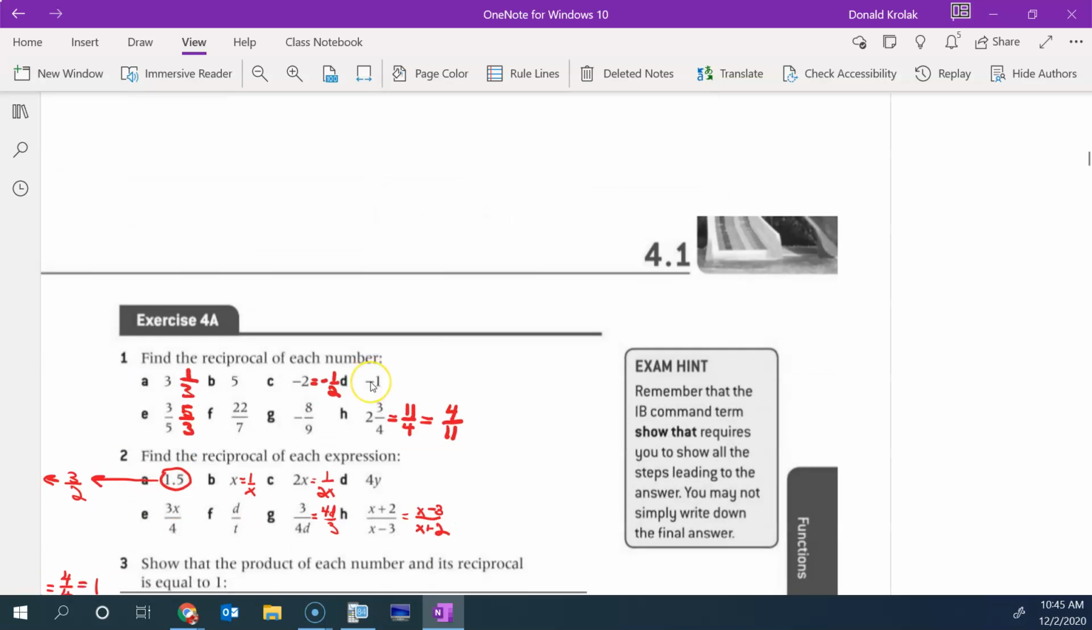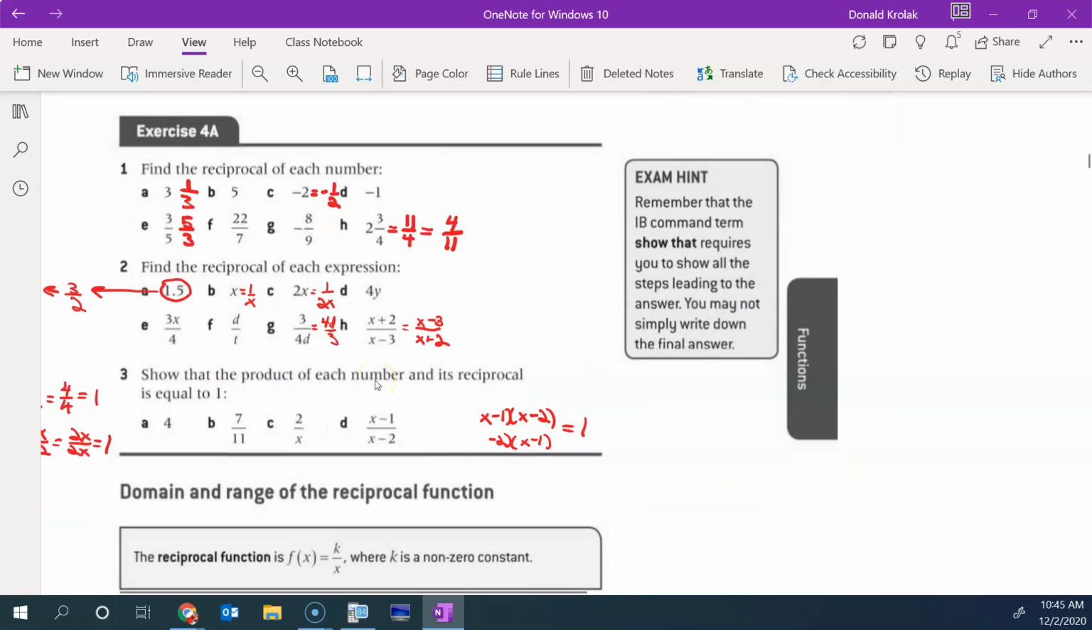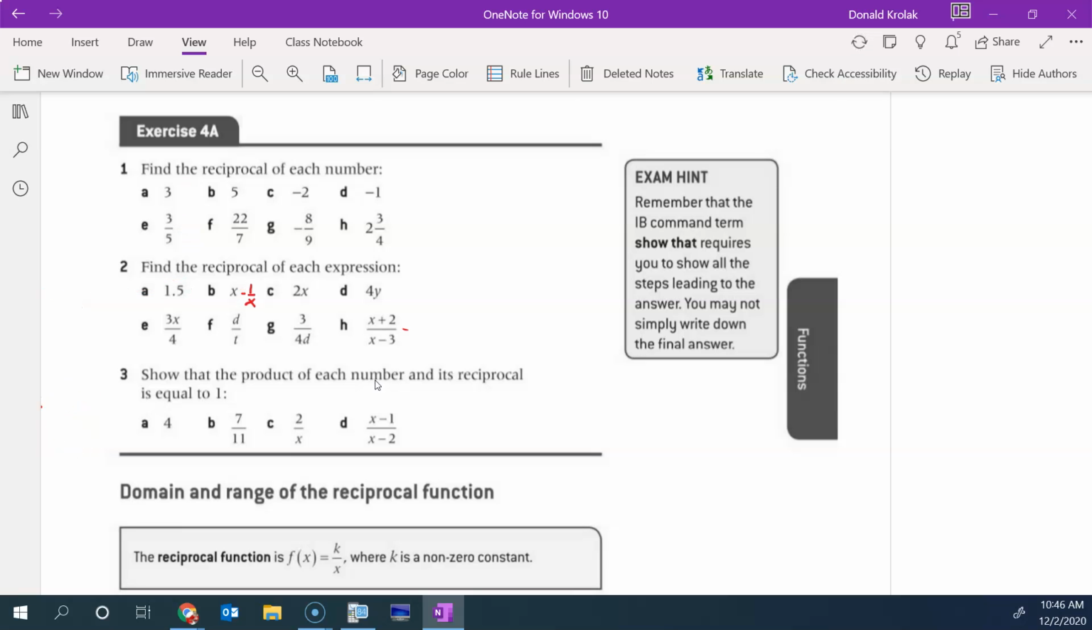Okay, so if we go to these examples right here, we're just going to take reciprocals of different expressions. We're going to skip around in here.